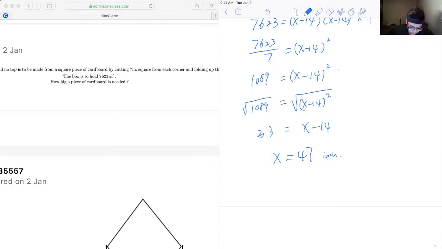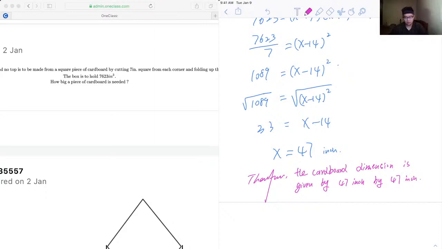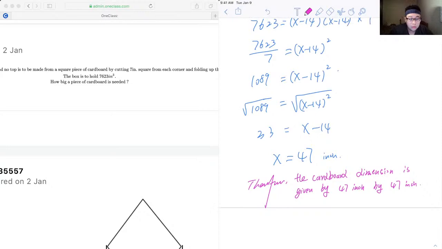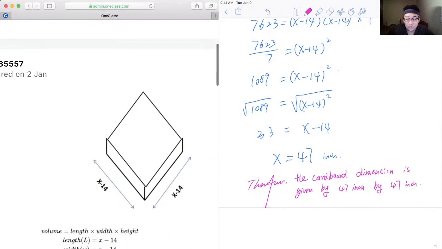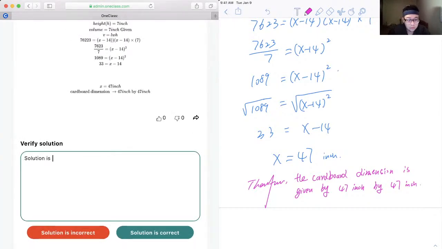Okay, so now we can write our conclusion. Therefore, the cardboard dimension is given by 47 inch by 47 inch. Okay, so now let's leave a comment. Solution is correct. We're done.